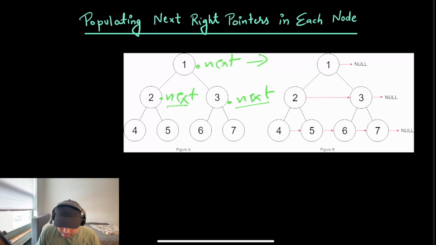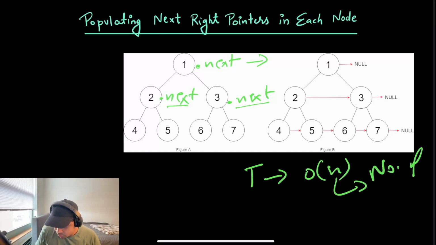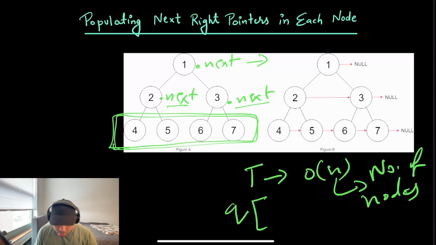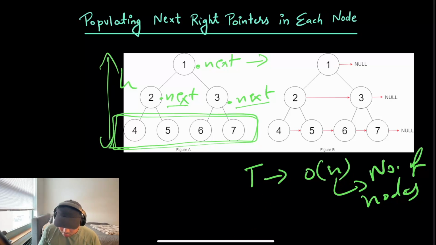Time complexity here will be O(n), where n is the number of nodes. Space complexity I think is going to be the max in our queue, max one level, which is the last level. And in the last level, if this is the height, I think the space complexity could go up to 2 to the power h, and I think minus 1.